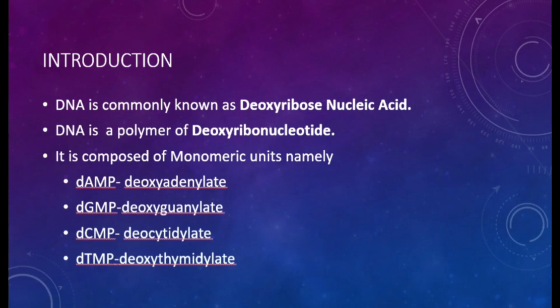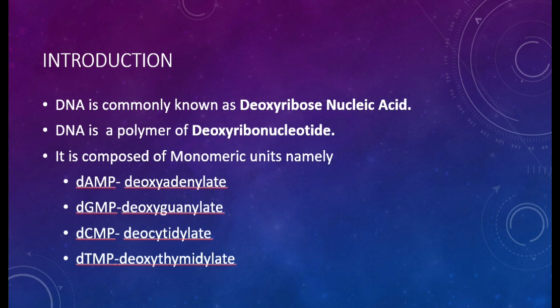So DNA is commonly known as deoxyribonucleic acid. So the acronym is DNA and it is a polymer of deoxyribose nucleotide. So this deoxyribonucleotide is a polymer which is composed of many monomeric units, namely the dAMP, dGMP, dCMP and dTMP.